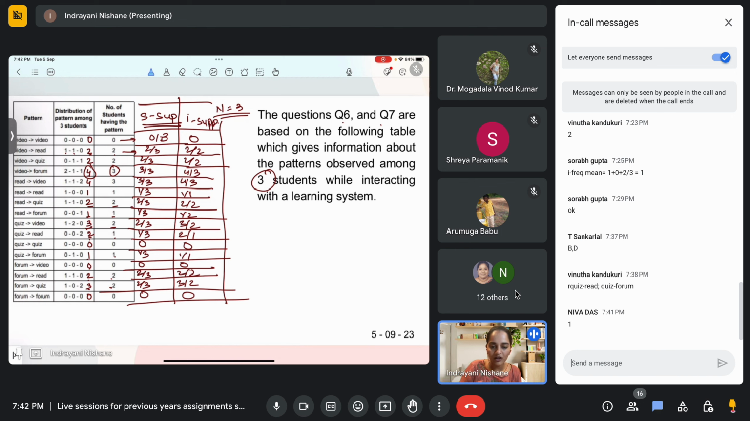Okay, I support, as the definition suggests, is the number of times a particular pattern is observed in the entire log data of all the students. So if we consider forum to quiz transition, then 1 plus 0 plus 2, that is 3 times this transition was observed in the entire log for all 3 students. But out of these 3, only 2 had this pattern. So it will be 3 divided by 2. Out of these 2, the number of times this particular thing was observed is 3 divided by 2. Okay, so we have calculated S support for all the patterns and I support for all the patterns. Now let's go to the question.